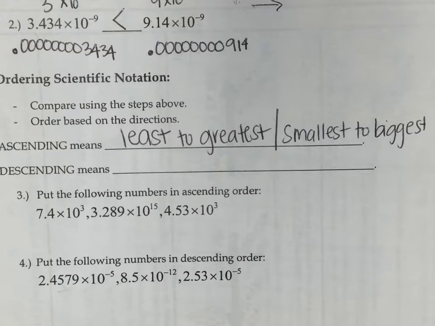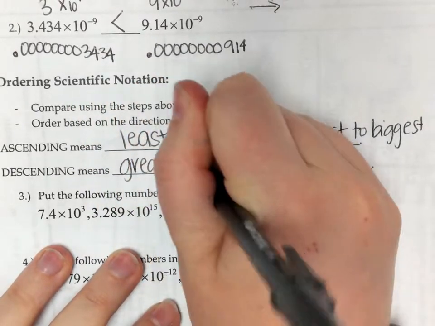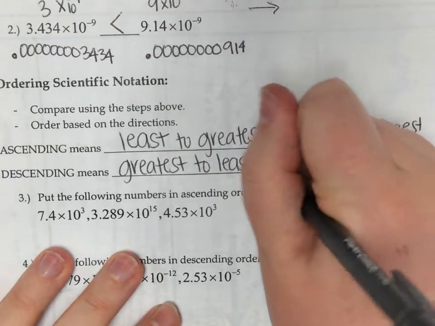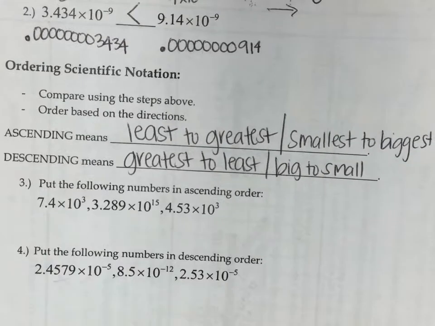Whereas descending means we're going greatest to least. I knew that because it's like decrease, descend. Or big to small. Okay, biggest to smallest.